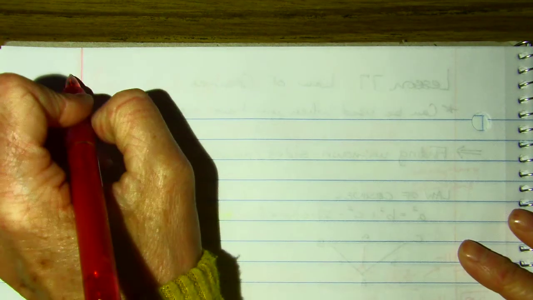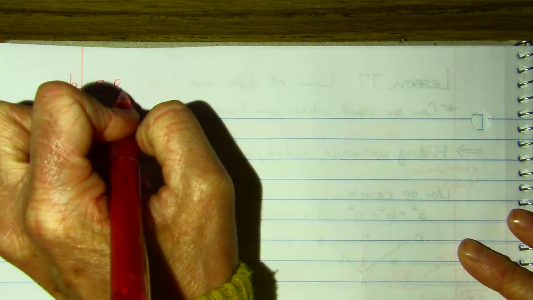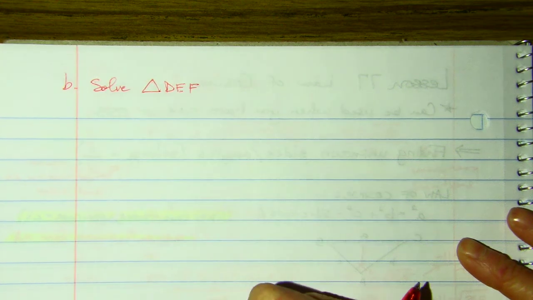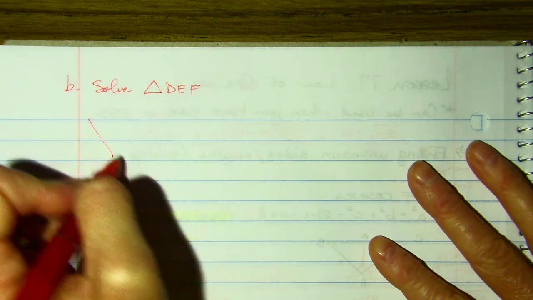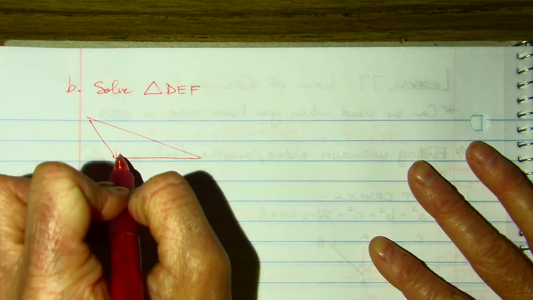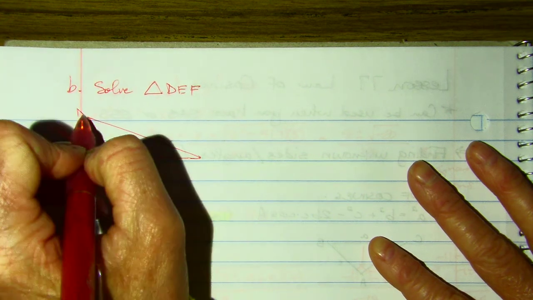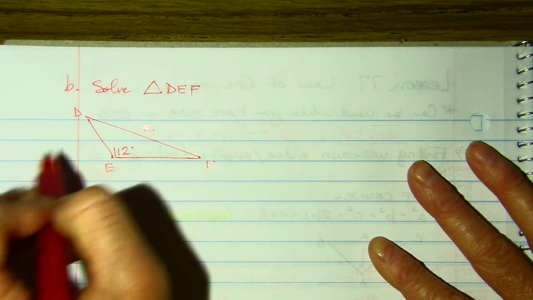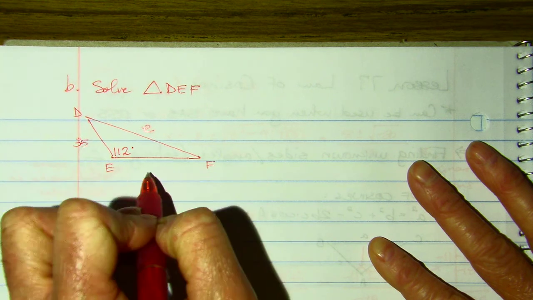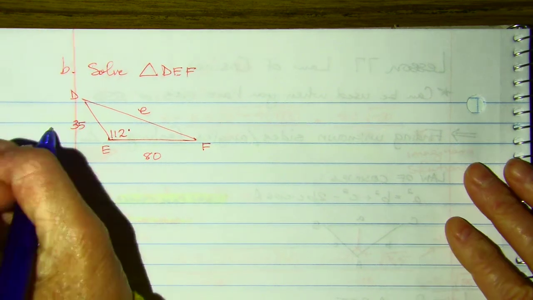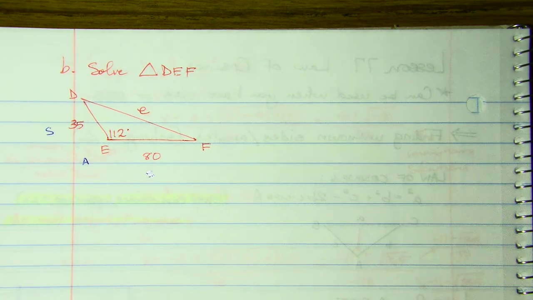They'd like us in this next example to solve triangle DEF. And so here is my triangle. They've told me that this angle here is 112 degrees. I have D, E, F. I don't know E, but I know that this is 35 and this is 80. So notice I have side, angle, side. And so that's why I'm able to do law of cosines.